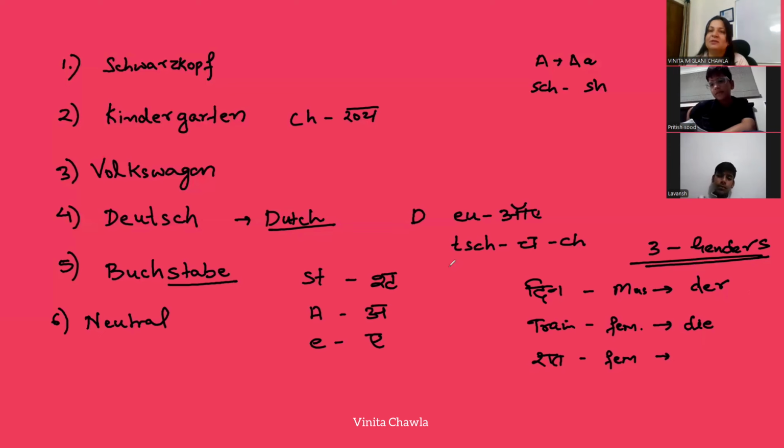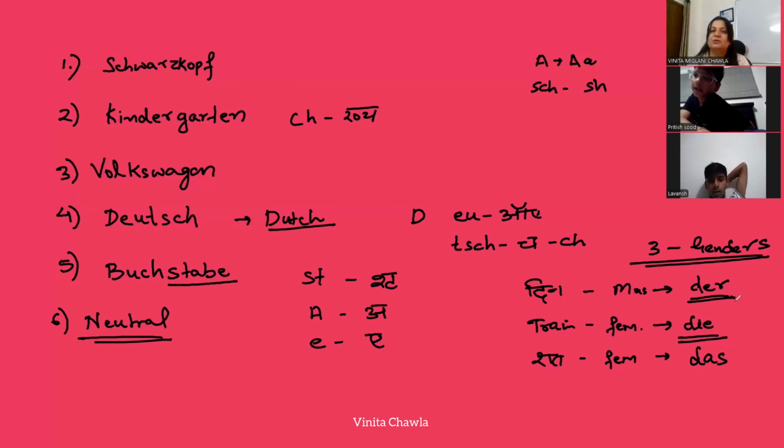So how many genders are there in German? 3. Can you name them? Masculine, feminine, and neuteral. So for masculine we write der. For feminine we write die. It's not die, it's dee, the IE is E. And for neutral we write das. So they are der, die, das.